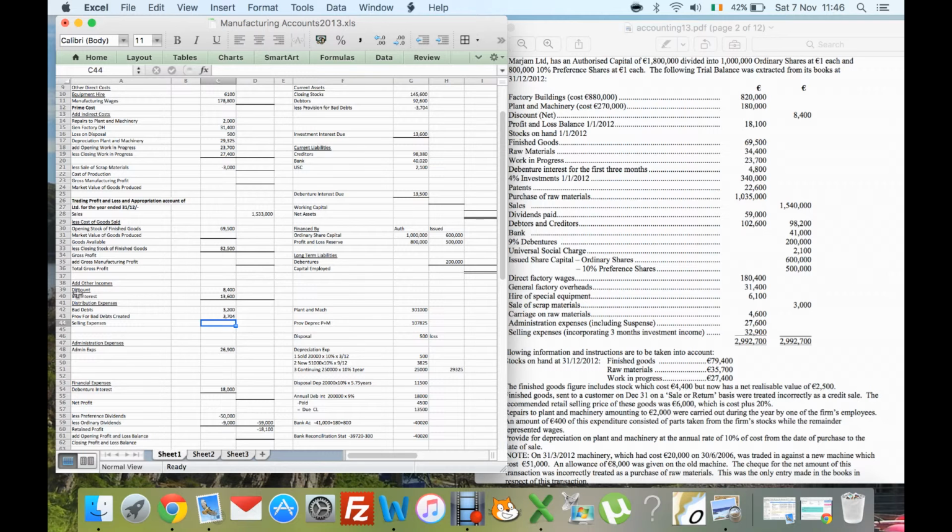So selling expenses is going to be 32.9 plus, now what is it?